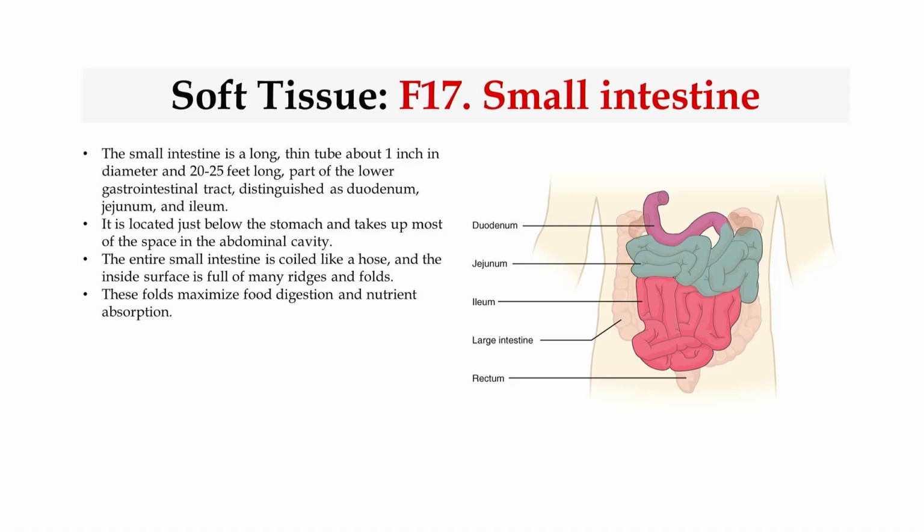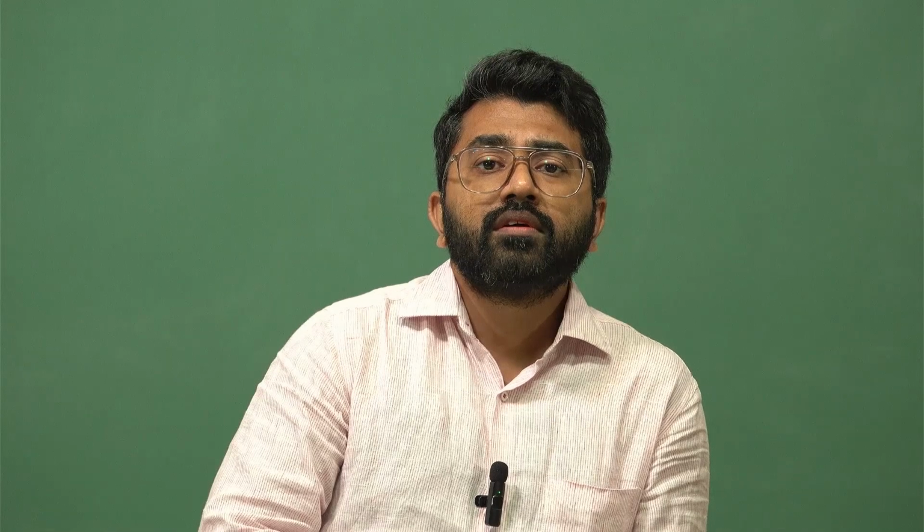The next soft tissue in line is a very important soft tissue again, which is known as the small intestine. The small intestine is a long thin tube about 1 inch in diameter, 20 to 25 feet long, right? 20 to 25 feet, quite a bit, right? Normal human height, 5 feet to 6 feet, maybe 6.5 feet, right? You're looking at almost 4 or 5 times of the 25 feet long. So extremely nicely coiled, even nicer than the large intestine, right?